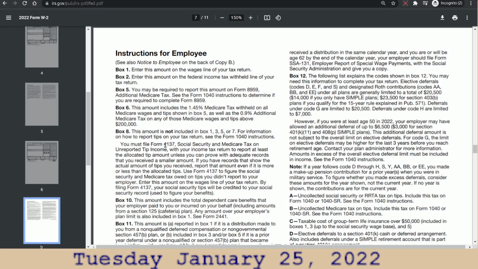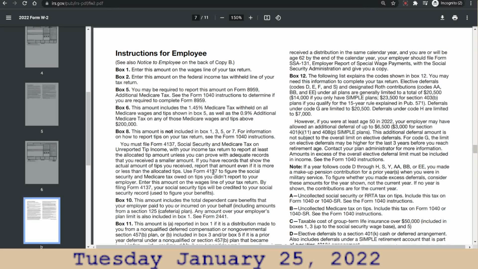You must file Form 4137, Social Security and Medicare tax on unreported tip income, with your income tax return to report at least the allocated tip amount, unless you can prove with adequate records that you received a smaller amount. If you have records that show the actual amount of tips you received, report that amount, even if it is more or less than the allocated tips.